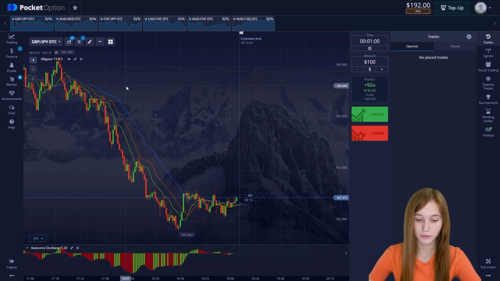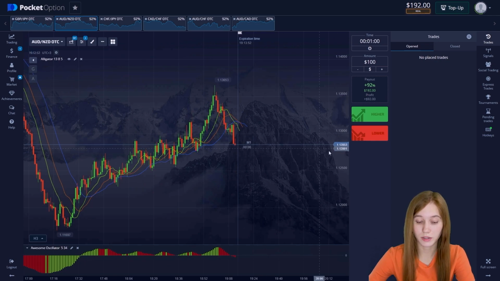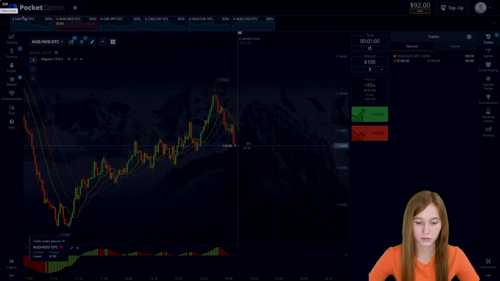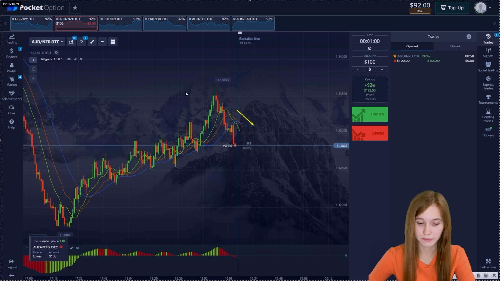Here we are. Up and down. Some drawdown we see. Alligator is showing us about some lines. The blue line we see is prevailing. So we opened correctly. By the oscillator, red bars we see. Zero mark also we see.